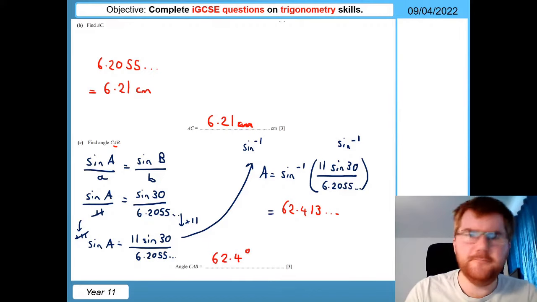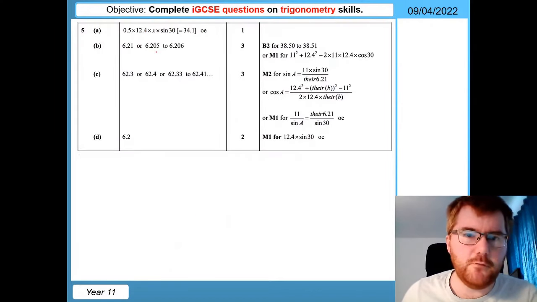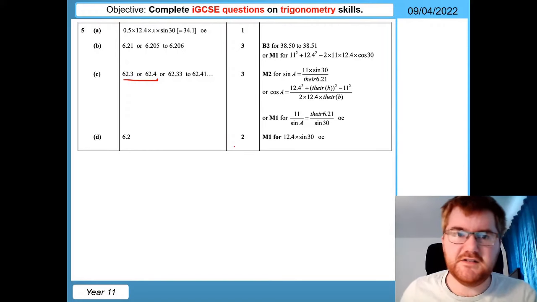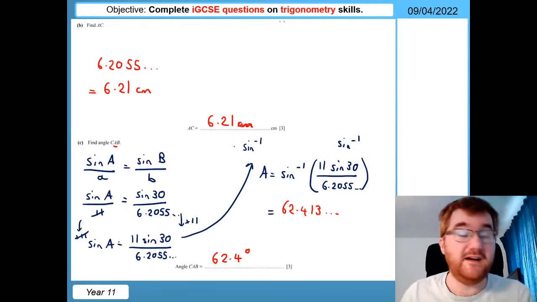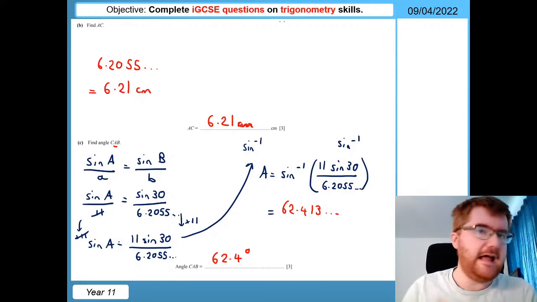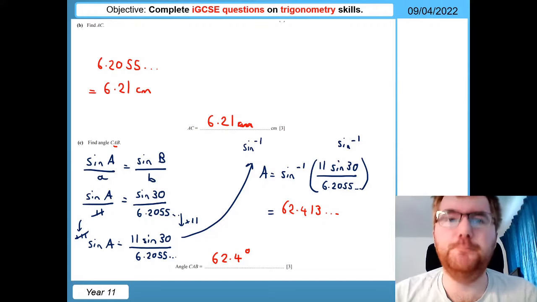62.4 degrees. If you check the mark scheme again, that falls within that range that we've looked at here. So that's absolutely fine. Notice I do try and keep it unrounded when I can, because it does give you the most accurate answer in case there are any problems with the accuracy there at all.